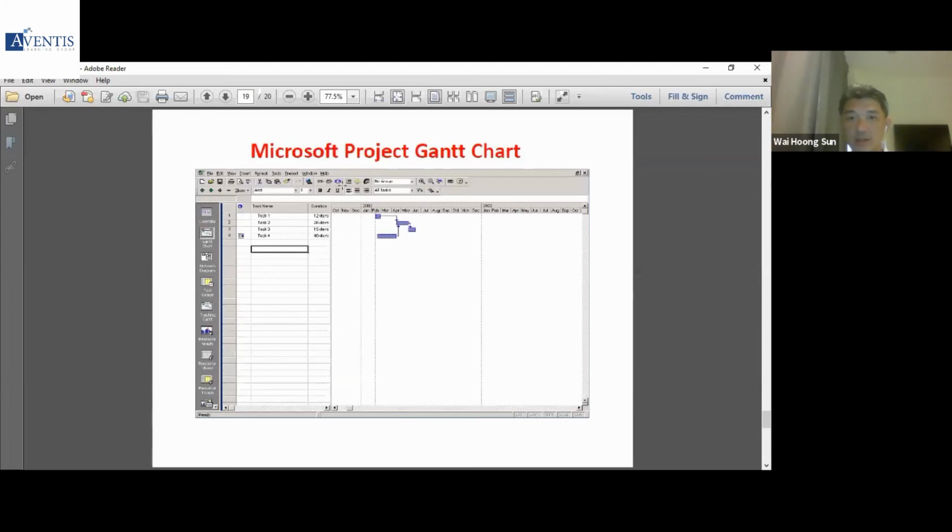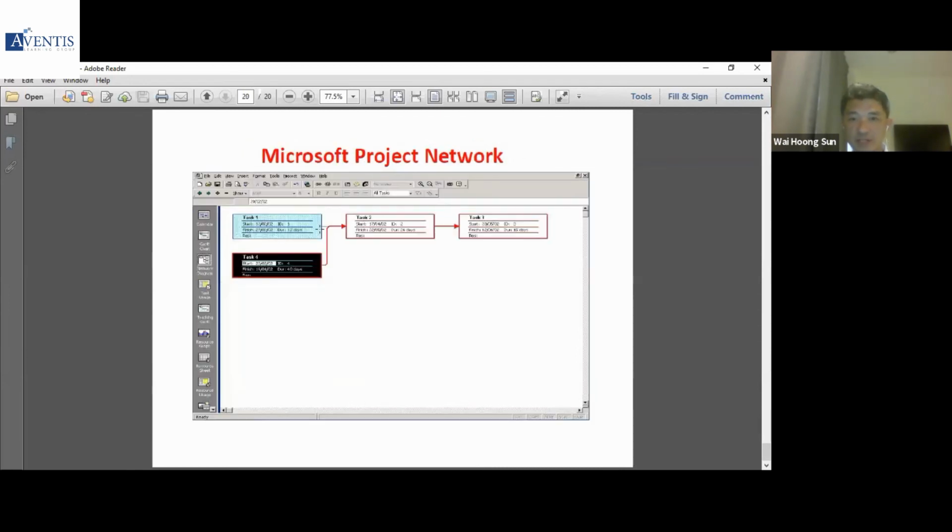Now, just to give you an overview of Microsoft Project, you could see the Microsoft Project Gantt chart here. You can see a task here. So this is the Gantt chart, okay? And also the project network. Now, let me go to Microsoft Project. Then we just have a quick look at it.